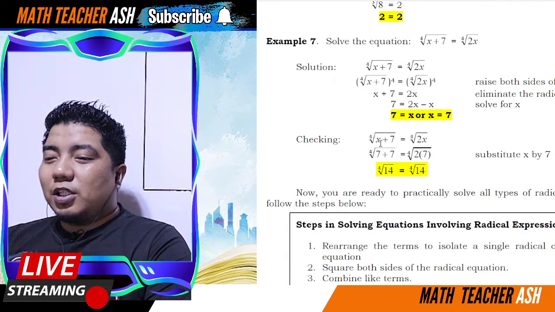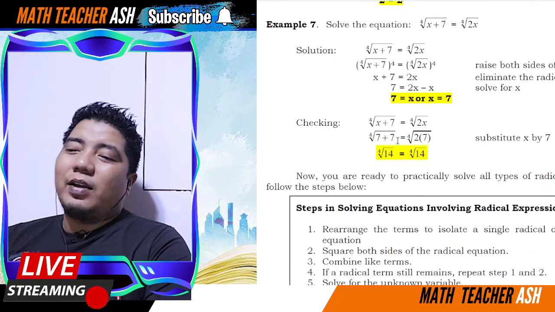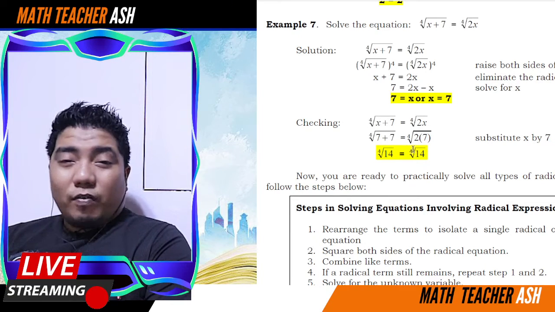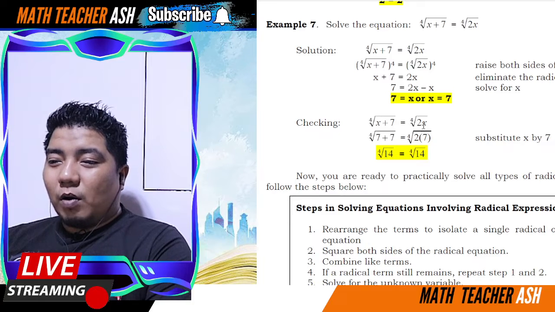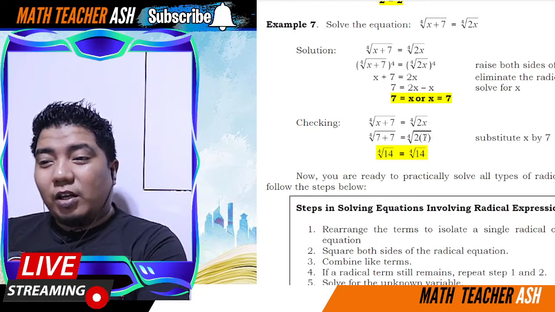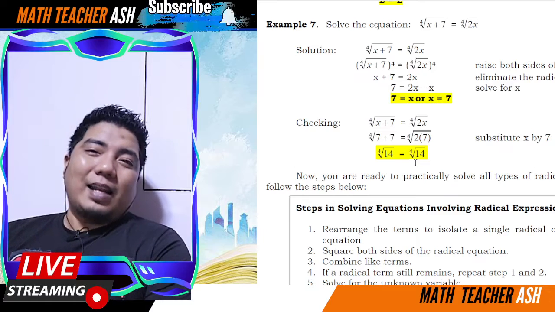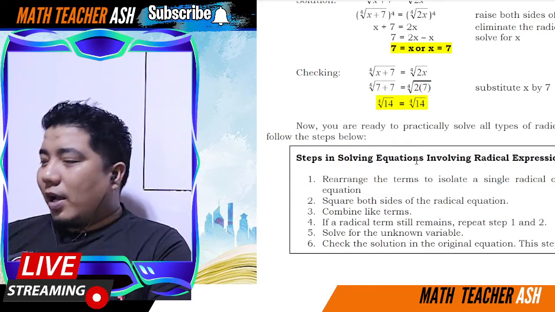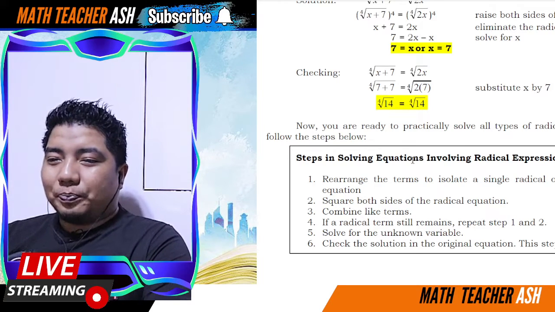Okay, so ngayon ang tanong, whether 7 is a solution to this given equation? So if we change this as 7, we have the 4th root of 7 plus 7, that is 14. So the 4th root of 14. How about here? 2 times 7. So 2 times 7 is 14. So the 4th root of 14. Since the left side and the right side of the equation are balanced, then we got the correct answer.